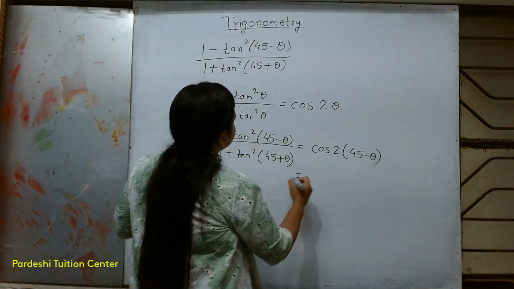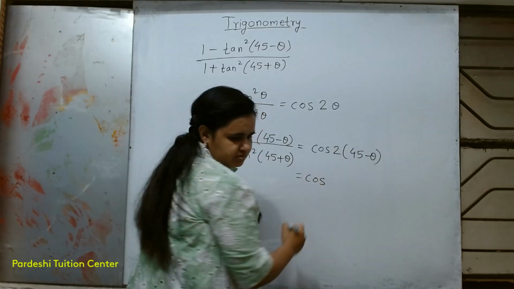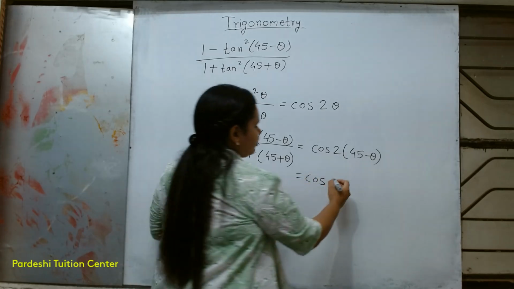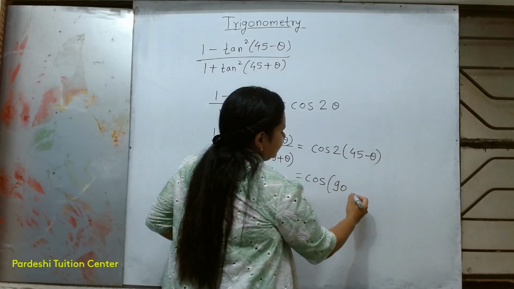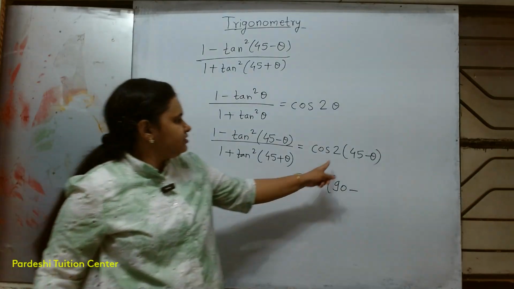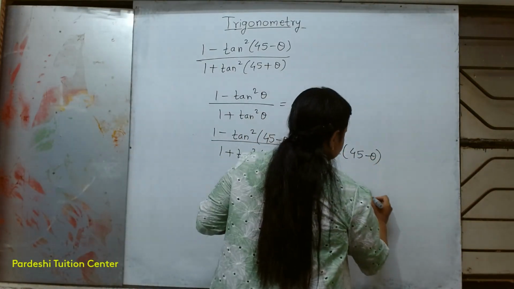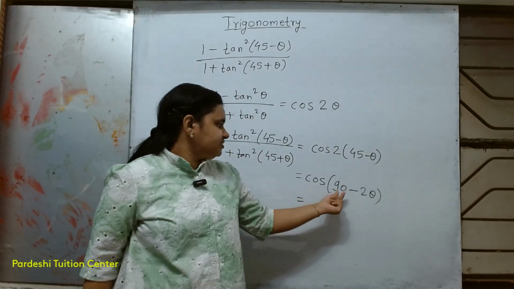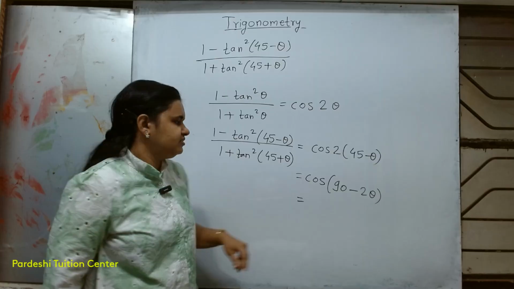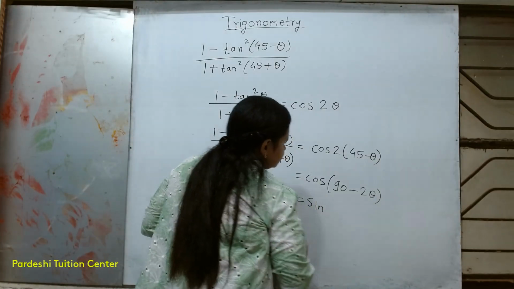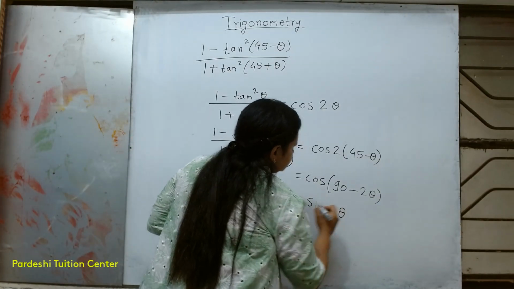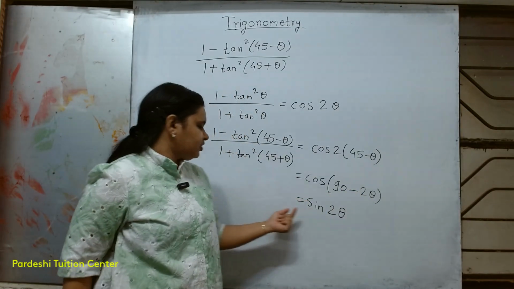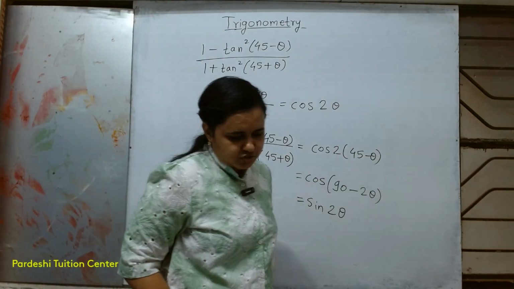So if we solve it, it will be cos 2 multiplied by 45 is 90, minus 2 multiplied by theta is 2 theta. Again, cos of 90 minus 2 theta: it is an odd multiple of 90, so the ratio will change to sine. Sine 2 theta. Again, 90 minus 2 theta means it is in the first quadrant, so it will remain positive. So our answer is sine 2 theta. So our option is the first one.